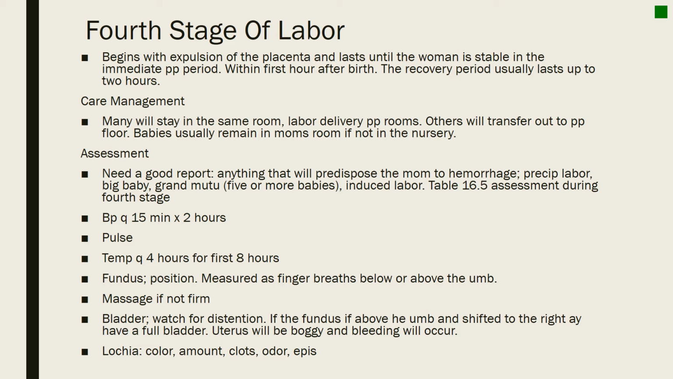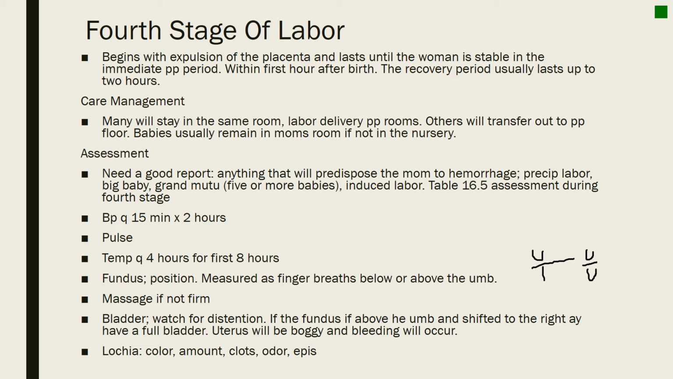We're going to do the blood pressure every 15 minutes for 2 hours. Pulse, temp, the position of the fundus. We measure that as finger breadths below or above the umbilicus. If I am one finger breadth below the umbilicus, I'm going to document it like that. If I'm at the umbilicus, I'm just going to put it like this.